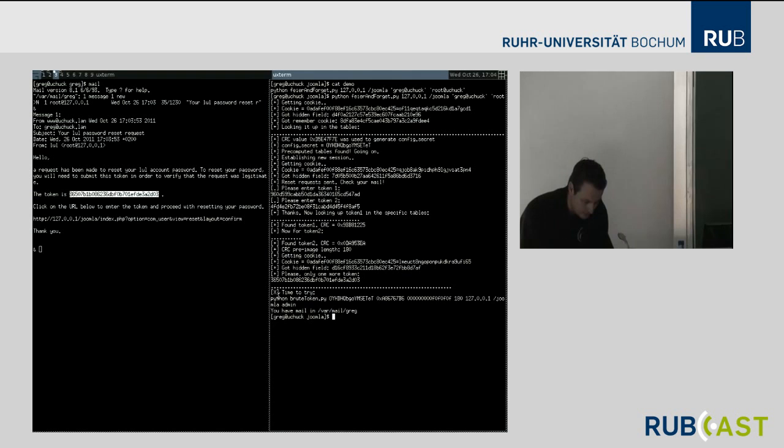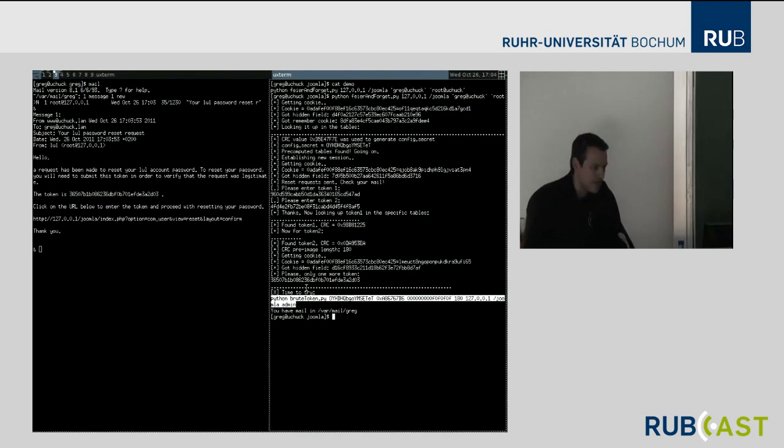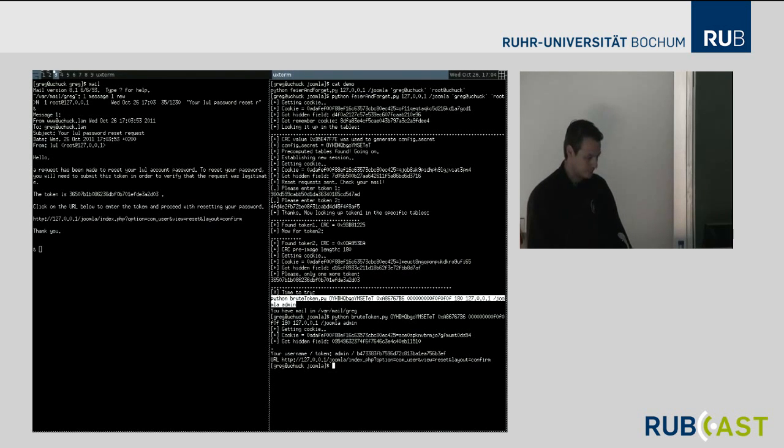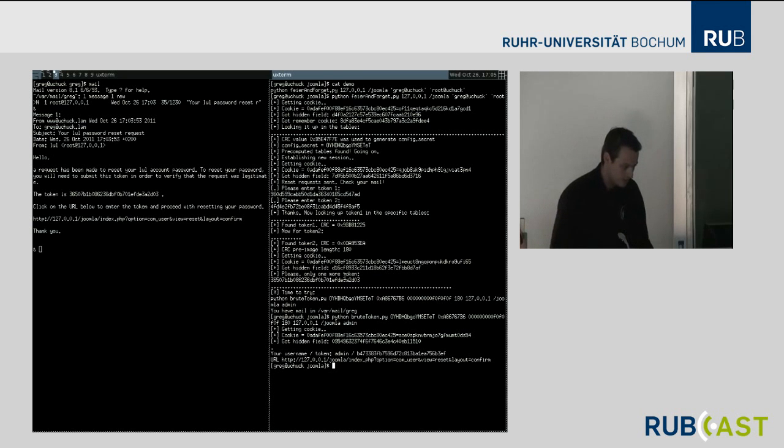Okay. So the exploit is 2-staged. Now we are going to enter the actual brute forcing stage. So where it actually generates password reset tokens for the admin's account and tries them. So this is what we're going to do now. Okay. Okay. So now it says, okay, this one here is the correct token to reset the administrator's password account. And of course, I'm going to show you that it actually works.